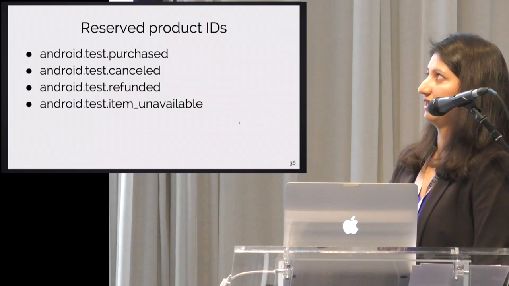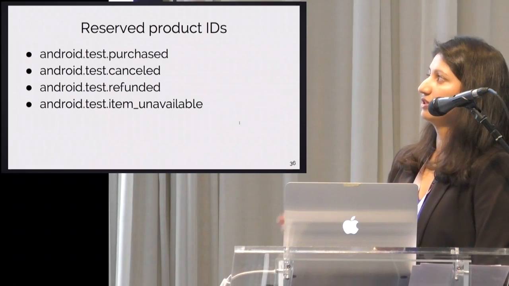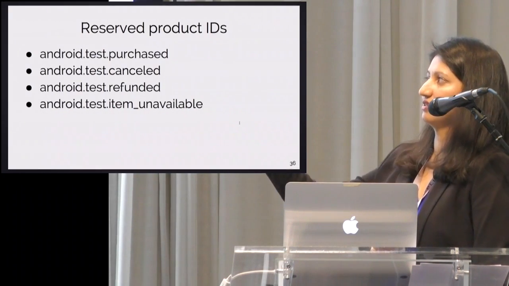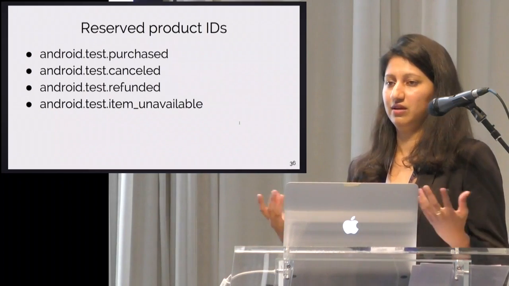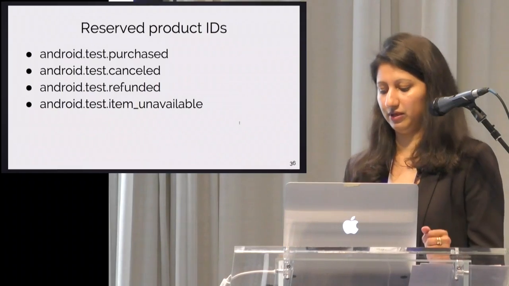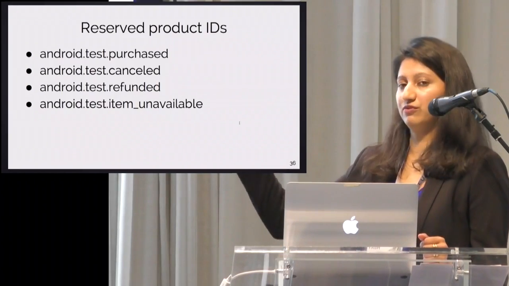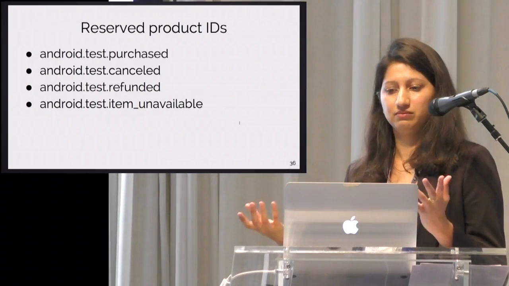So these are the reserved product IDs. You have android.test.purchased, canceled, refunded, and the last one, item unavailable, which means that this product is not set up or maybe there's a typo in the product. So you can use any of these four to test your workflow.